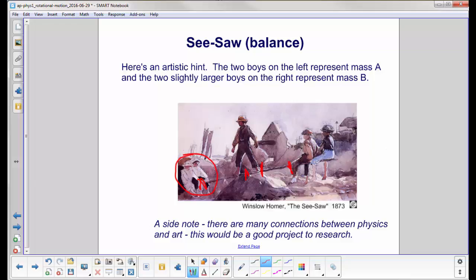And a side note, there are many connections between physics and art and music. That would be an excellent project to research. But let's get back to the physics on the next page.